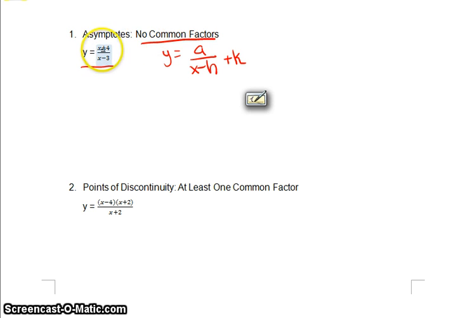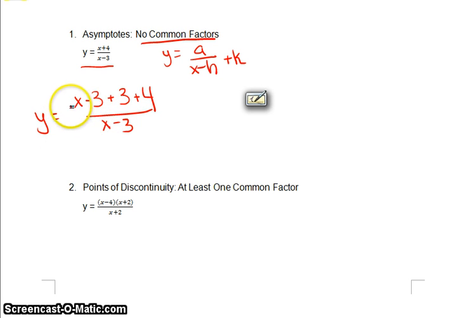We want to make our numerator look something like our denominator. So we need to add and subtract the same number, so that we can pull out this common factor. We have x minus 3, so we're going to have x minus 3 plus 3, and this cancels, so we're really not changing the numerator, just rewriting it. Then plus 4, all divided by x minus 3. Then we group our factors together, so y is equal to x minus 3, and then 3 plus 4 is 7, over x minus 3.